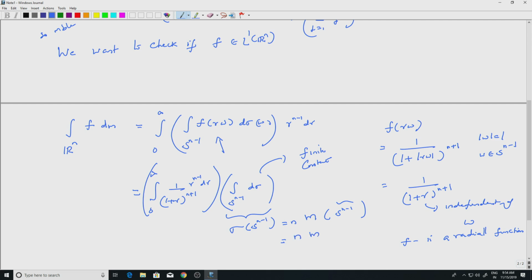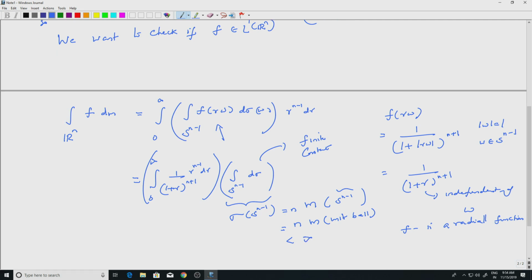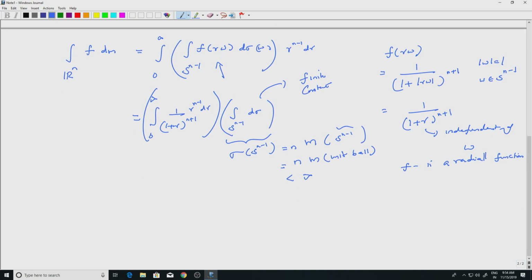So n times the unit ball. But the unit ball has finite measure, right? It's a compact set, so it's a bounded set, so it has finite measure. So this is strictly finite. You can actually compute it, and I'll tell you how to do that. Right now we need only that it is a finite constant. So we need to look at only this quantity. Okay, so let us look at that separately.